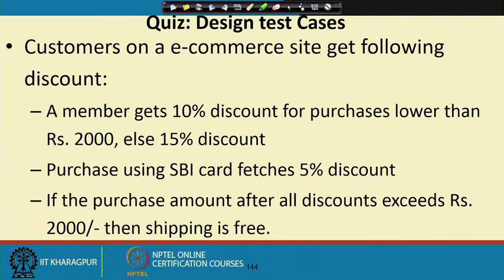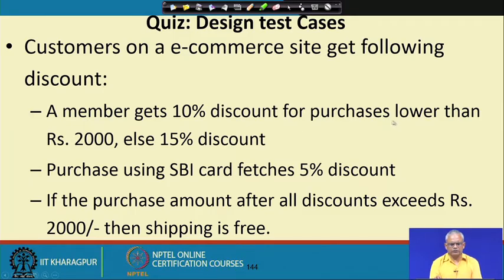So, the problem here is that we have an e-commerce site, and here a member gets 10% discount on purchases lower than 2000 rupees, and if it is more than 2000, they get a 15% discount. Purchase using some specific card like SBI card fetches an additional 5% discount, and if the purchase amount after all discounts exceeds 2000, then shipping is free, otherwise the shipping is charged.